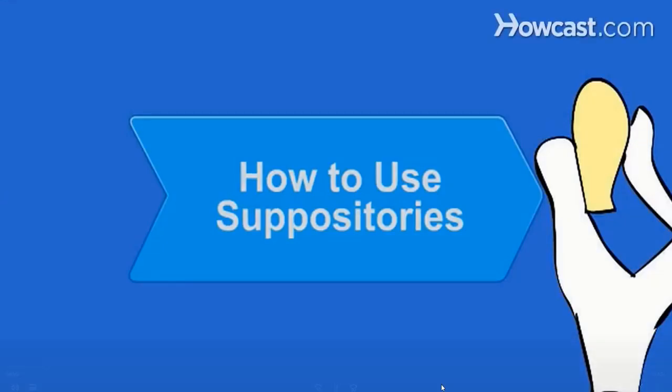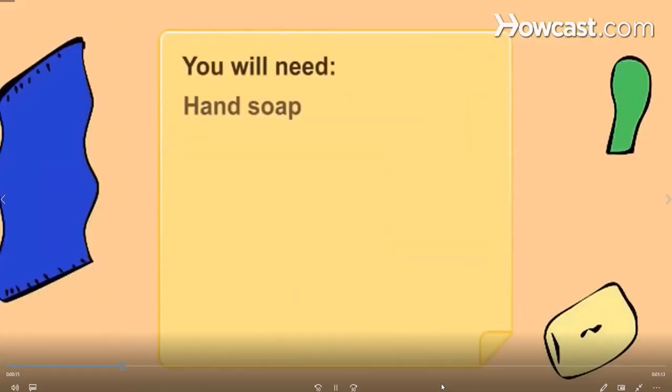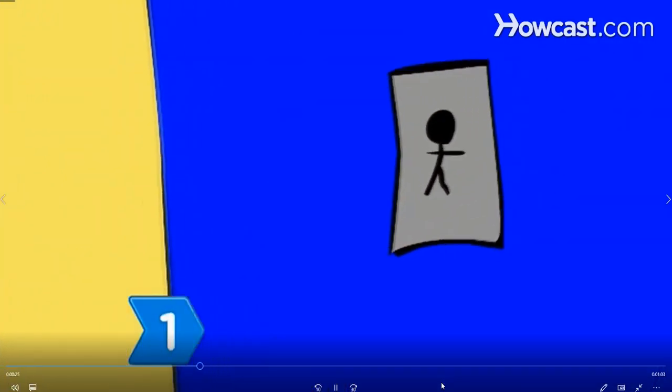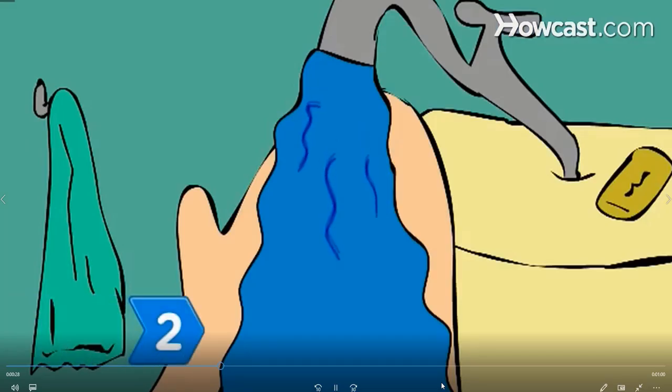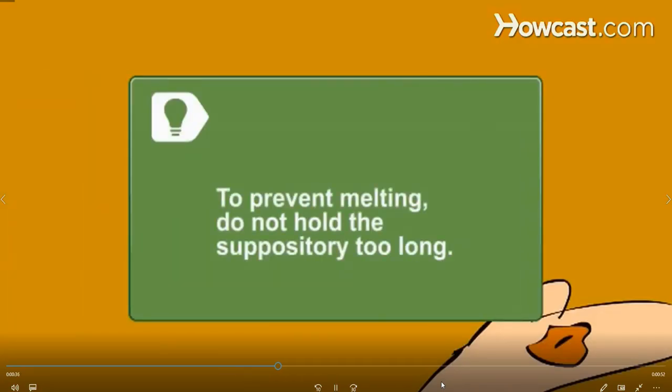How to use suppositories. You are not alone if you're asking, what am I supposed to do with this thing? Inserting a suppository isn't pleasant, but it can be fairly painless if done properly. You will need hand soap, a towel, and a suppository. Always follow the directions from your pharmacist or the manufacturer when using medication to avoid serious health problems. Step 1. Use the restroom to empty your bowels and bladder if possible. Step 2. Wash your hands thoroughly with soap and dry with a towel. Step 3. Unwrap the suppository. Suppositories melt with body heat to allow for absorption into the bloodstream. Do not hold it in your hand for too long or it will begin to melt and will be unusable.